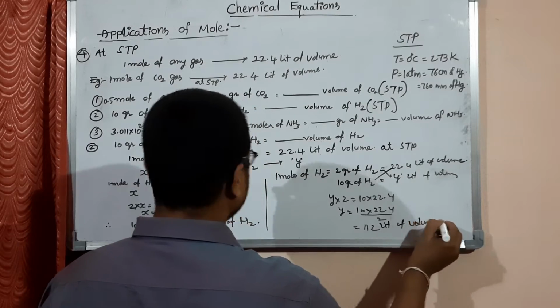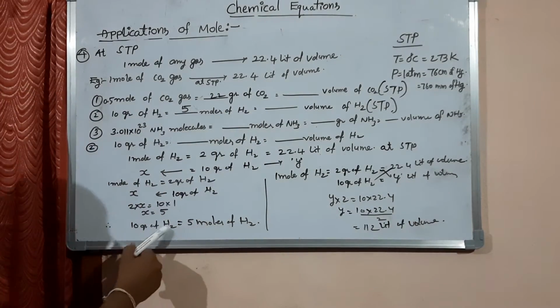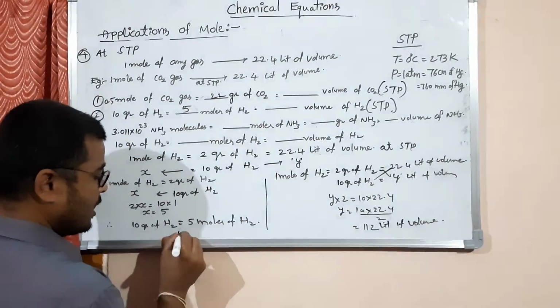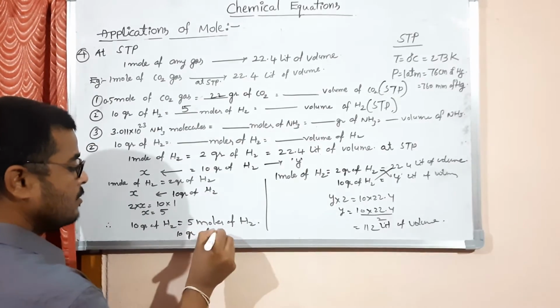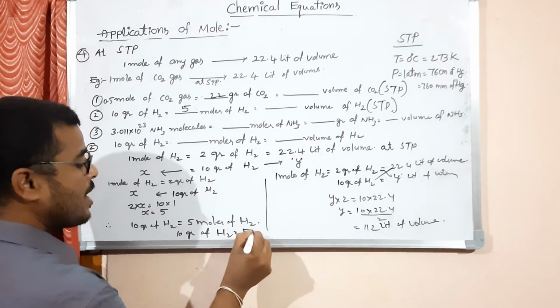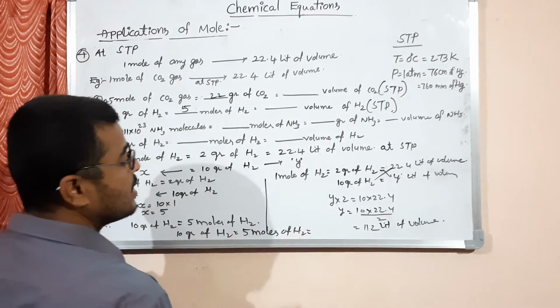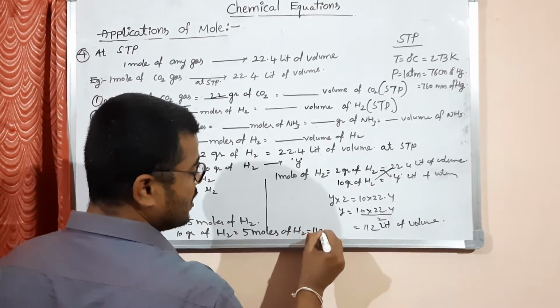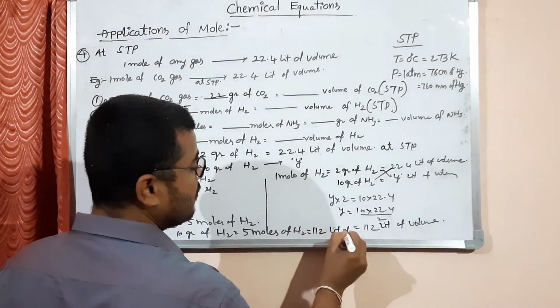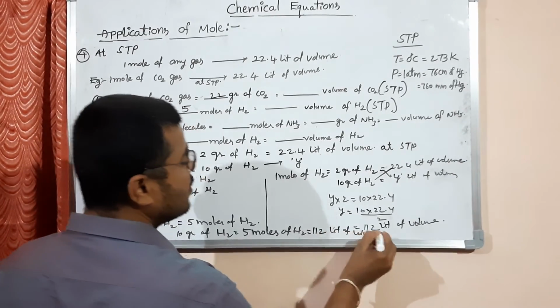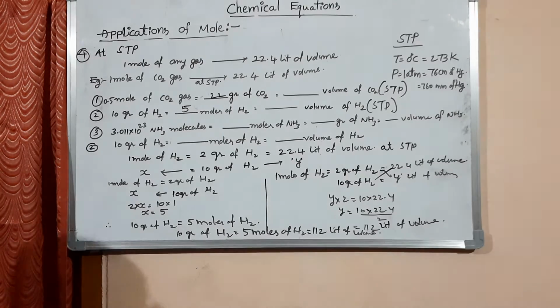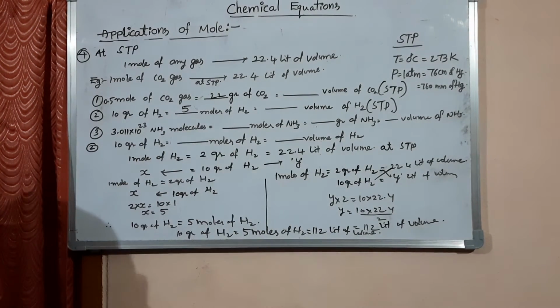Now see here, 10 grams of hydrogen must be equal to 5 moles of hydrogen. 5 moles of hydrogen occupies at STP conditions 112 liters of volume. This is the explanation of the second problem.